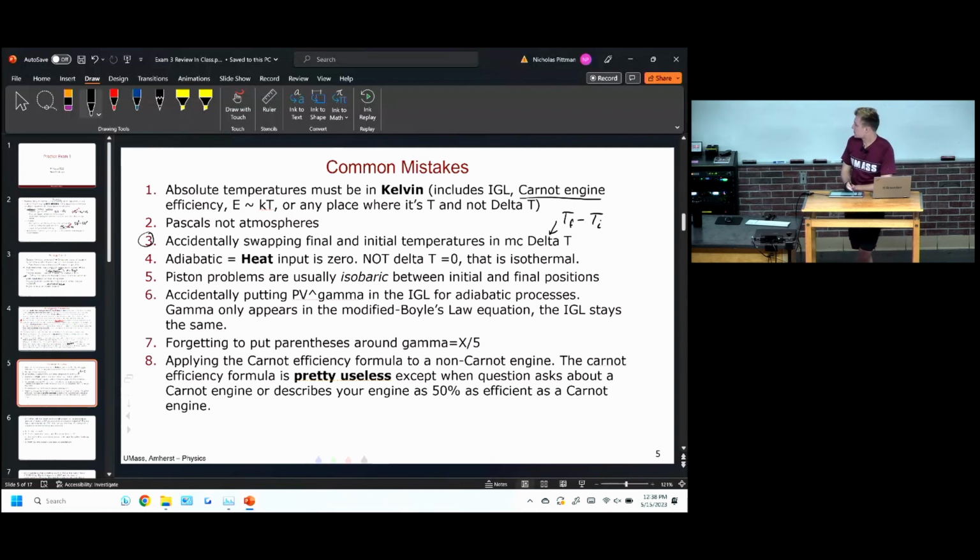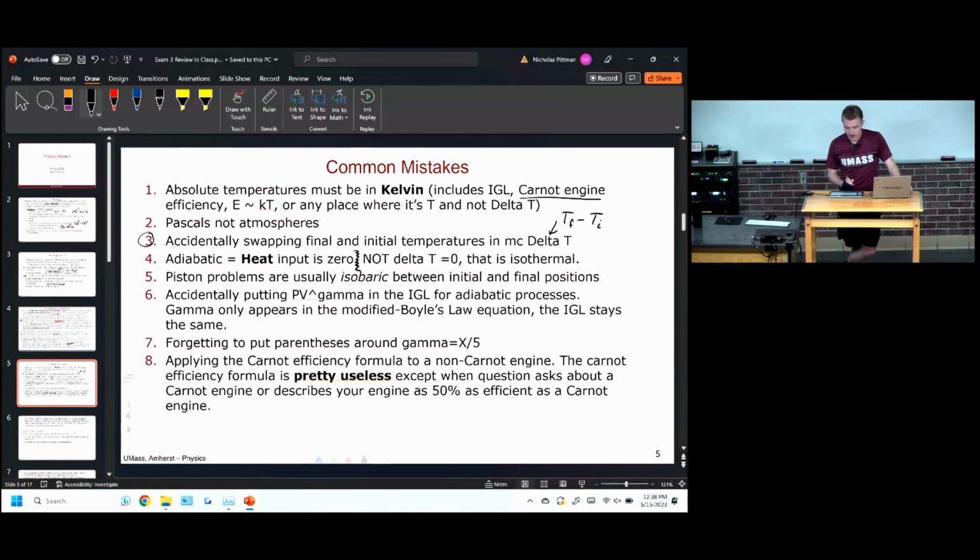Another common mistake is people mix up adiabatic and isothermal. Adiabatic means heat input is 0. That doesn't mean that temperature change is 0. It just means that temperature change comes from work, according to the first law. That is different than an isothermal process, which is that the temperature is held fixed. Okay? In that case, the work and heat inflow or outflow offset each other to keep the temperature even.